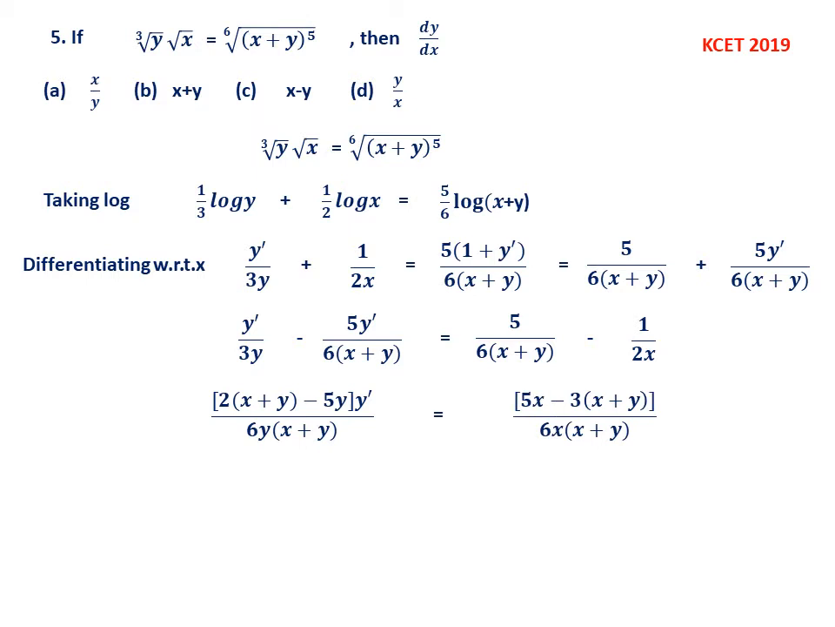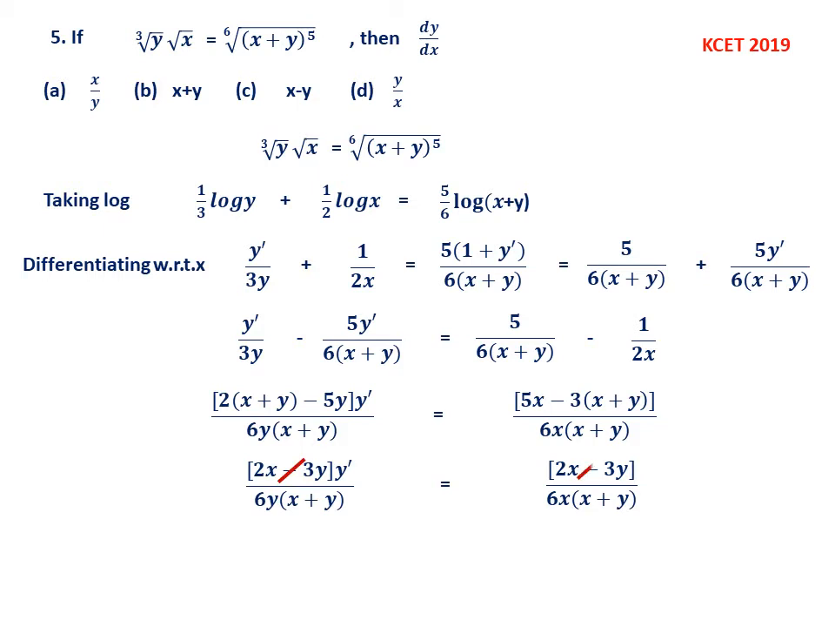On the left hand side you get 6y into (x + y), then 2 into (x + y) minus 5y into y dash common. Same thing on the right hand side: 5x minus 3 into (x + y), and then 6x into (x + y). Now we can simplify one more step, so that it is (2x − 3y) into y dash divided by 6y into (x + y) on the left hand side. On the right side it is (2x − 3y) divided by 6x into (x + y).